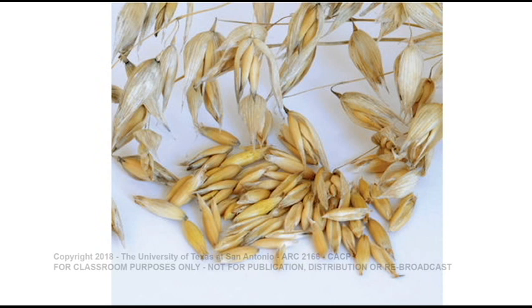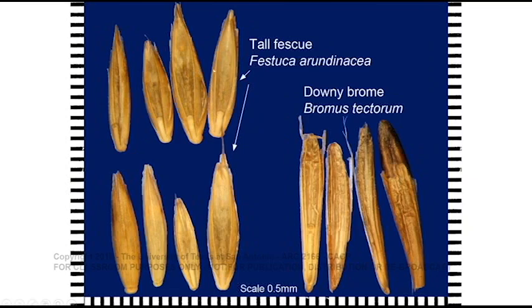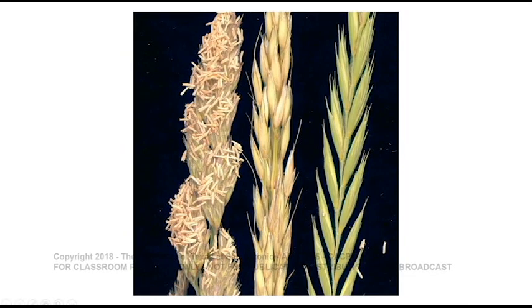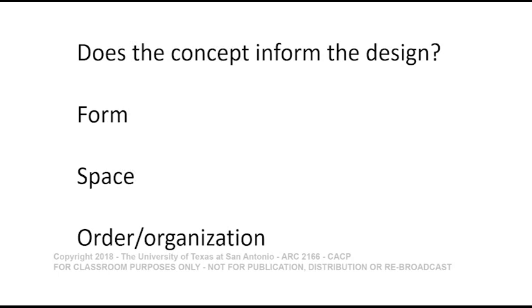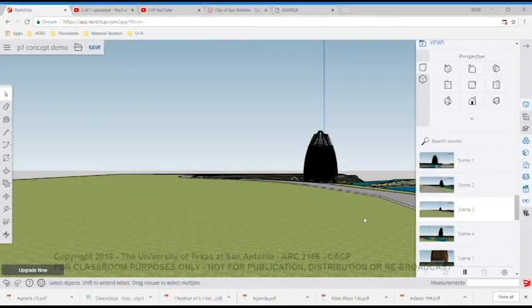A good concept really helps organize the design process. So in this case, I found these seed husks, the things that protect the seed, as being voids, and I'm looking at their shape and their structure and how they contain the seed. Then I might look at them a little bit closer in a couple of different ways, and finally I look at how an organization might come from the concept to help with the project. So, does the concept inform the design in terms of form, space, and order? That's really what we're trying to do with a concept.